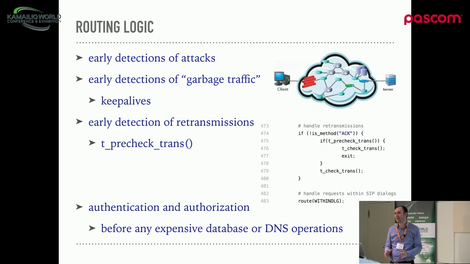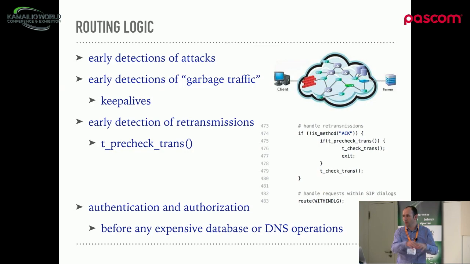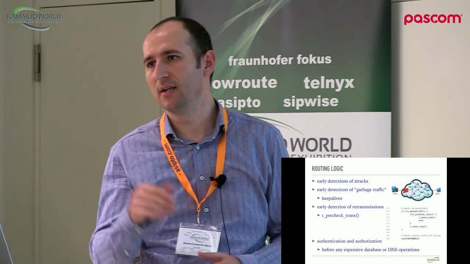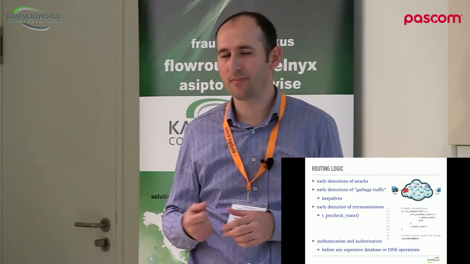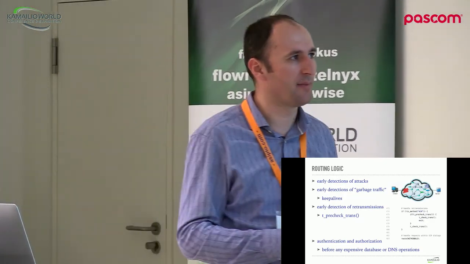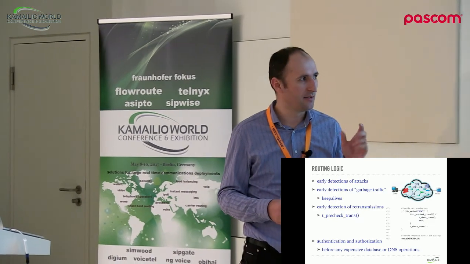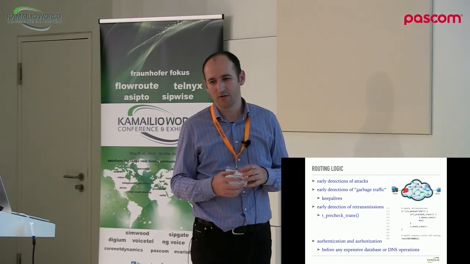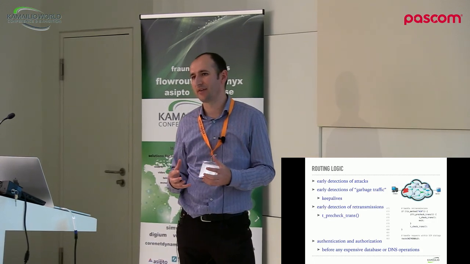This is not creating the transaction, because a transaction is a large structure in memory. It's created by default with 12 outgoing branches. So we have one incoming INVITE with all the attributes stored in shared memory, plus structure for 12 outgoing branches by default. You can now tune the outgoing branches number. It is no longer hard-coded. It's a module parameter. But anyhow, a TM or transaction structure is quite big. By using t_precheck_trans, you avoid creating that, and you still detect retransmission.